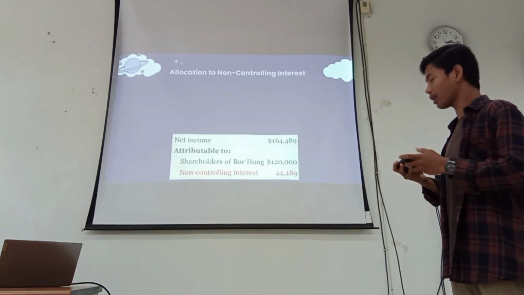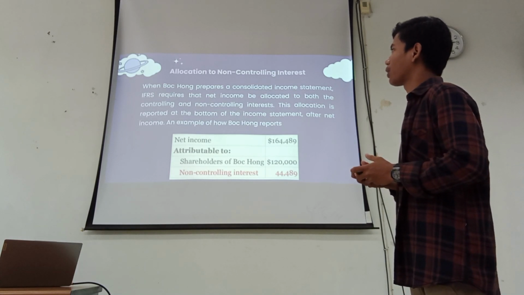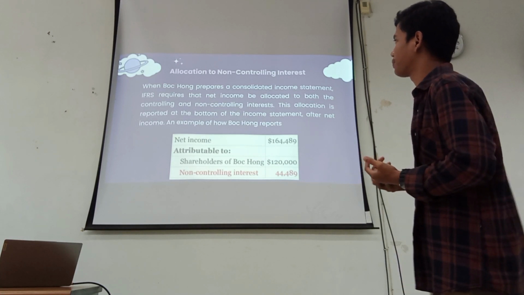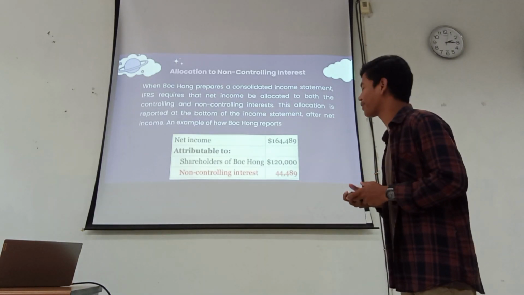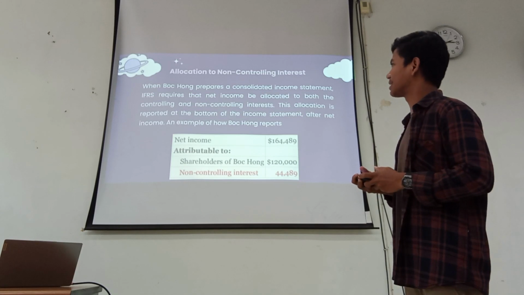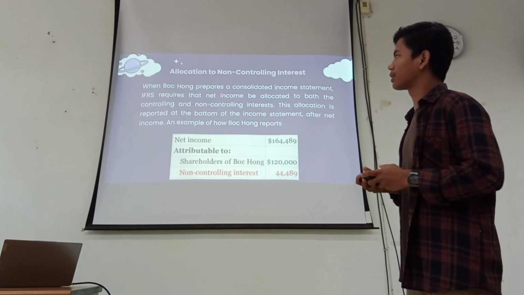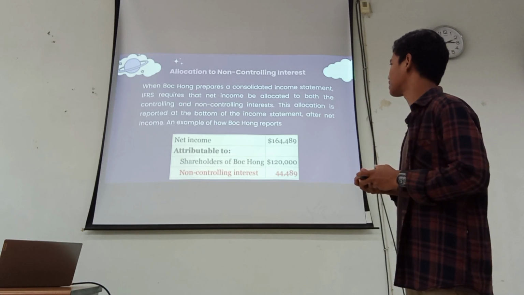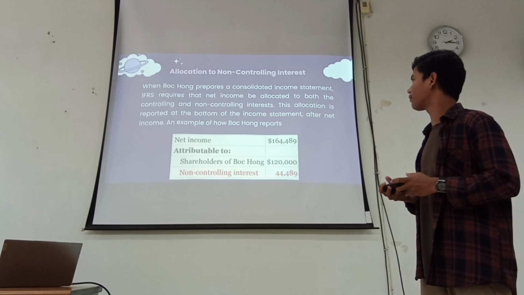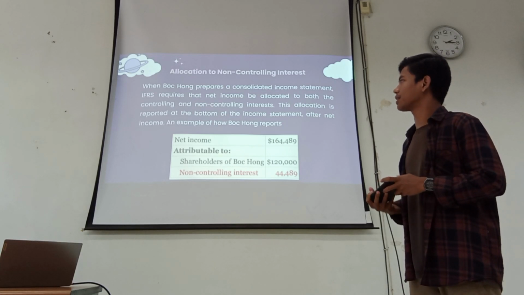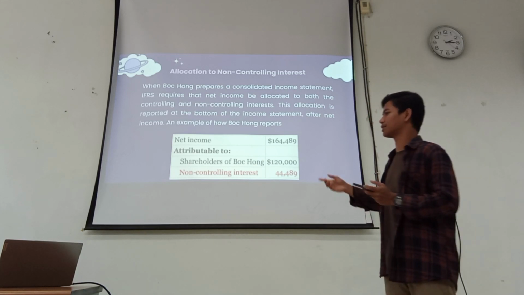And the allocation to non-controlling interest: when a company prepares a consolidated income statement, IFRS requires that net income be allocated to both the controlling and non-controlling interest, and this allocation is reported at the bottom of the income statement after net income. So an example of how a company reports this is this table.